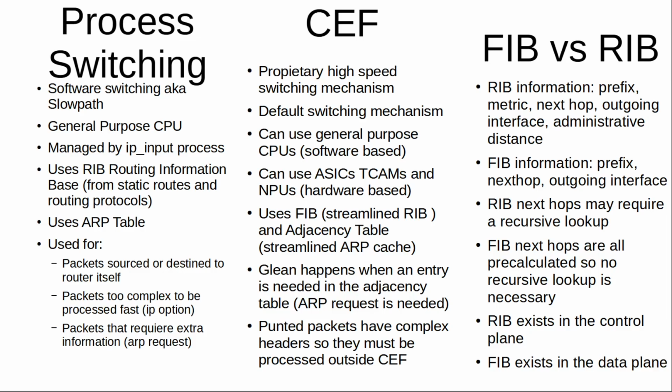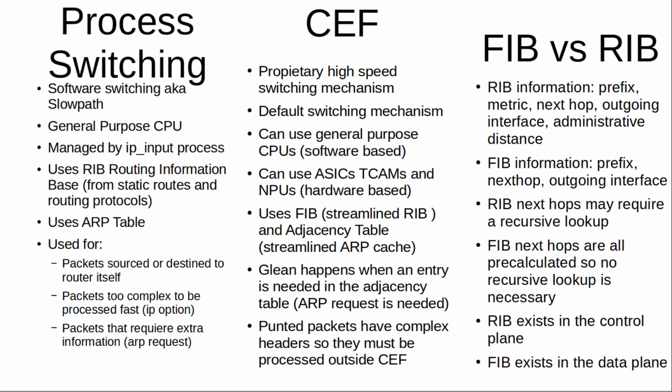It is used for packets that are sourced or destined to the router itself, packets that are too complex to be processed otherwise, maybe because they have the IP option within the IP header, or packets that require extra information to be processed, like a missing entry in the ARP cache, and you need to create an ARP request before switching the packet.